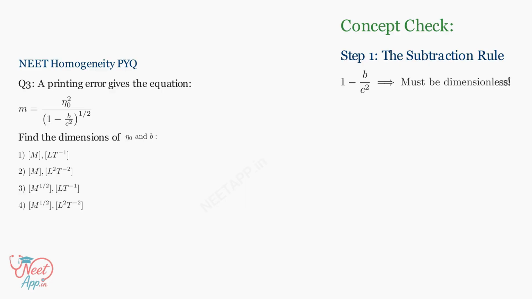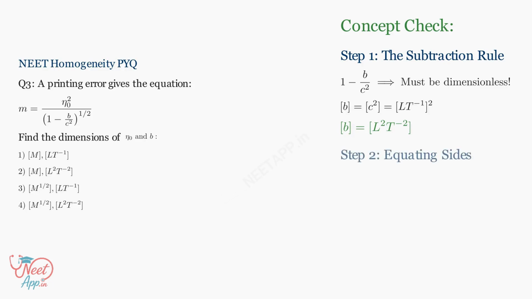By the subtraction rule, you can only subtract quantities with identical dimensions. Since the number 1 is totally dimensionless, the fraction b over c squared must also be dimensionless. Therefore, the dimension of b must exactly equal the dimension of c squared. The speed of light c is L T^-1. Squaring that gives us L^2 T^-2 for b.